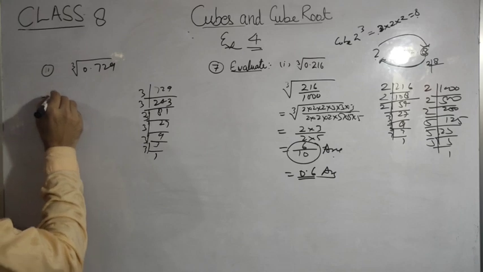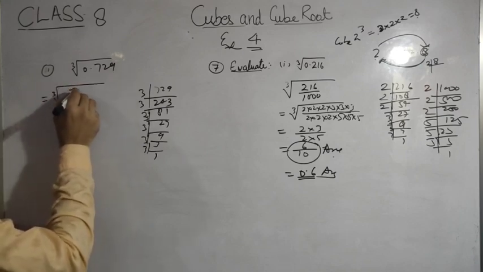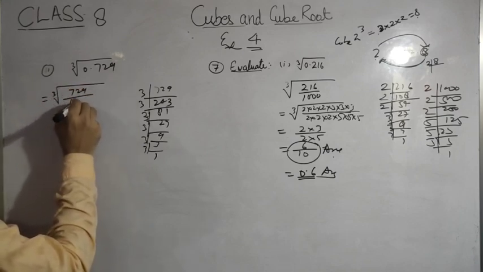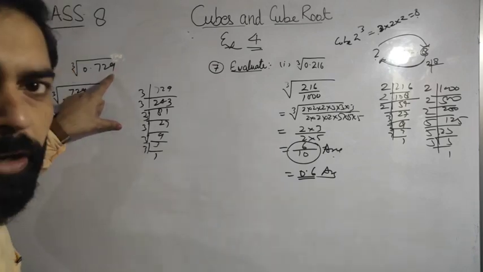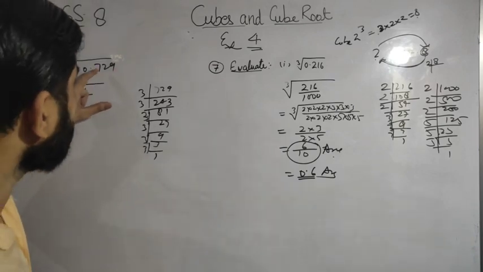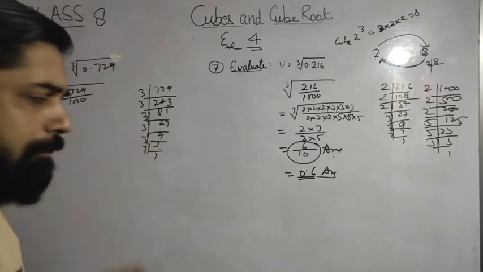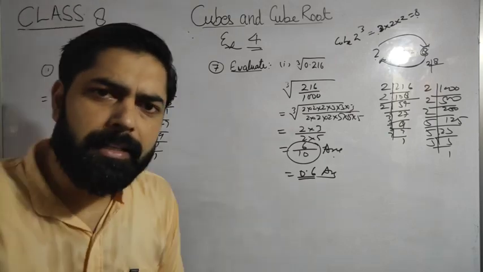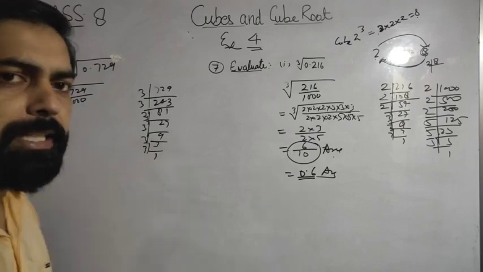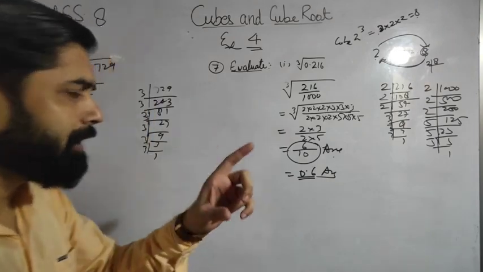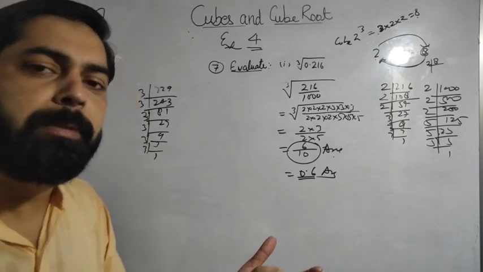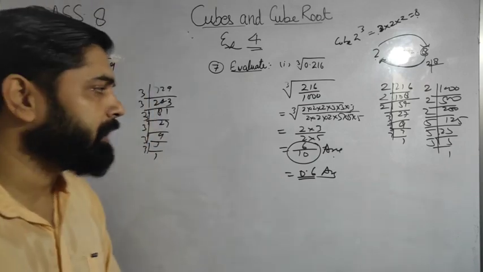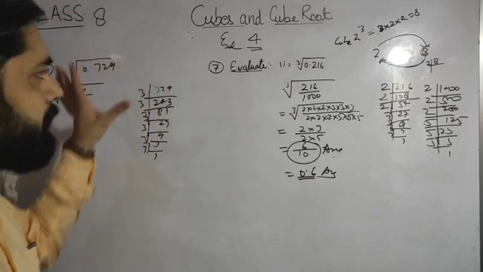But what will the second step be? 729 upon 1000. Why 1000? Because here the decimal is used after 3 digits. When the point is after 3 digits, then the denominator will be 1000. If 1 digit, then the denominator will be 10. If 2 digits, the denominator will be 100. Understood? This is the rule of the point.